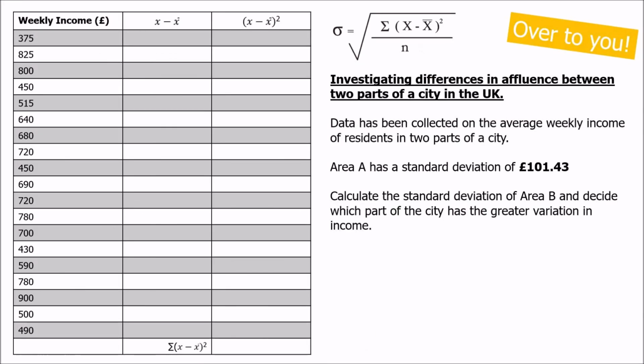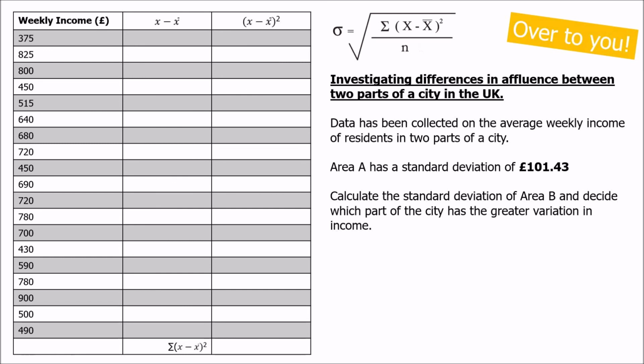So over to you then. I've got an example here that I'd like you to have a go at, and a student has collected some data investigating the differences in the levels of affluence between two parts of a city in the UK. They've gone to each part of the city and they've done a questionnaire and they've collected some data about the average weekly income of residents in two parts of a city.